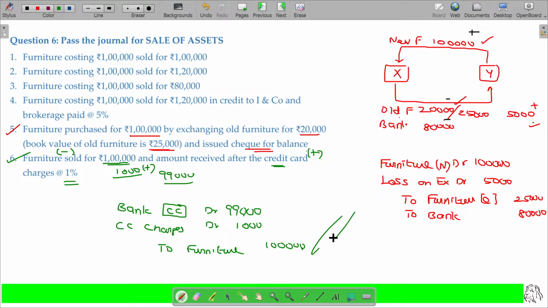Is that clear? Hope now you'll be able to understand. With that, sale of asset is over. Clear? Now, let's move on to the next one.